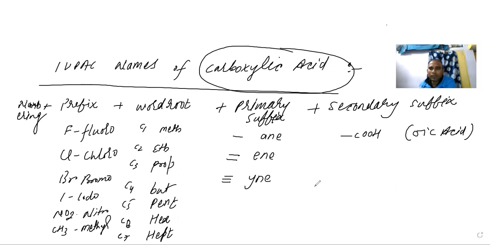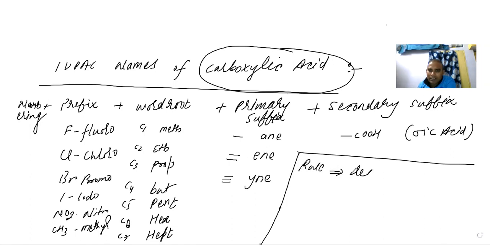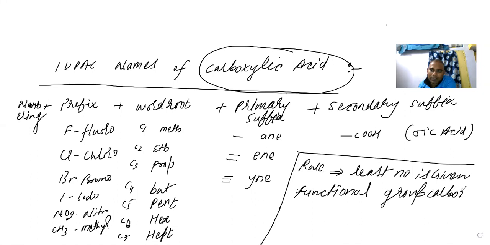Now I am writing the rule that you also need to remember. So what is the rule? Least number is given to the functional group carbon. Least number is given to whom? To the functional group carbon.